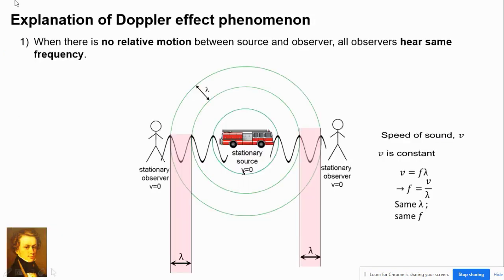So, explanation of the Doppler effect phenomenon. First one, when observer and source are both in a stationary state, whereby v equal to 0. So there is no relative motion between the source and the observer. All observers hear the same frequency because based on the formula v equal to f lambda, when the speed is constant, both the lambda and the f are also constant.